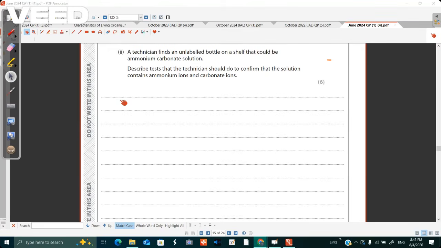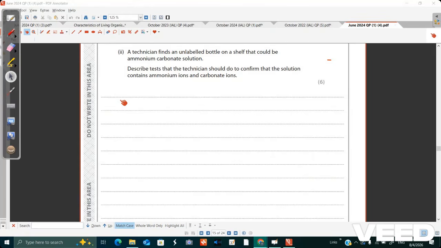A technician finds an unlabeled bottle on a shelf that could be ammonium carbonate solution. Describe the test the technician should do to confirm that the solution contains ammonium ions and carbonate ions.